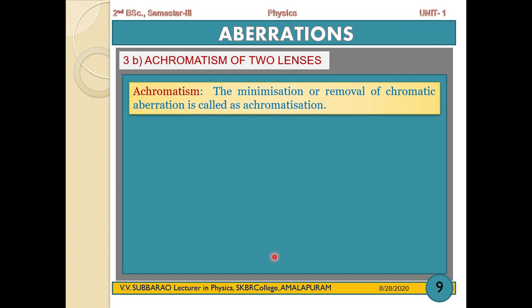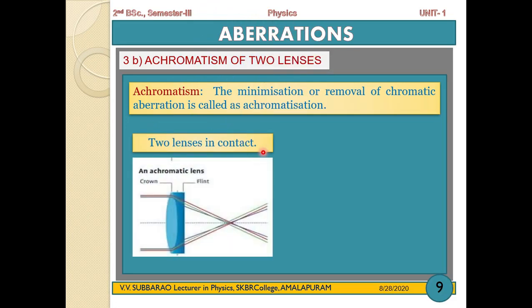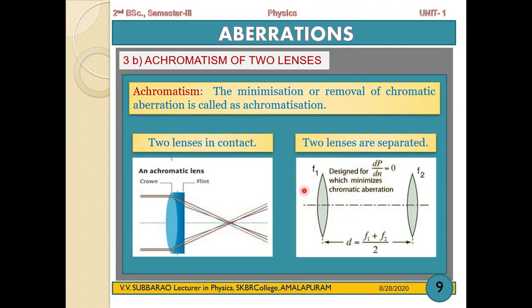Till now, we have learned that there is a difference in the focal length or image position for various colors when white light is incident on a lens. It is called chromatic aberration. The method of minimization of chromatic aberration is called achromatism. The minimization or removal of chromatic aberration is called achromatization or simply achromatism of lenses. This achromatism of lenses can be achieved in two ways. One is placing two lenses in contact. The second one is placing two lenses coaxially separated by a distance.